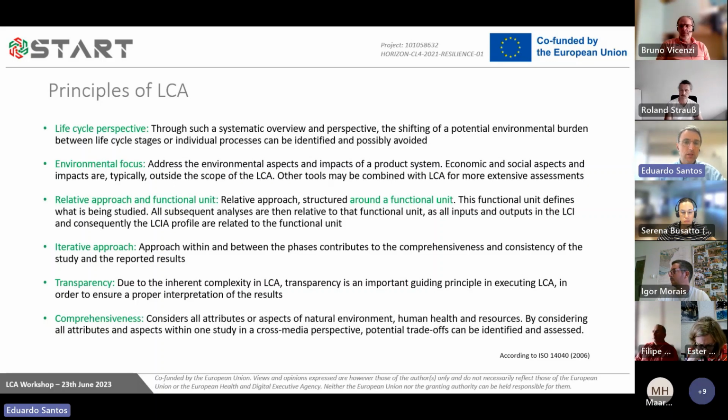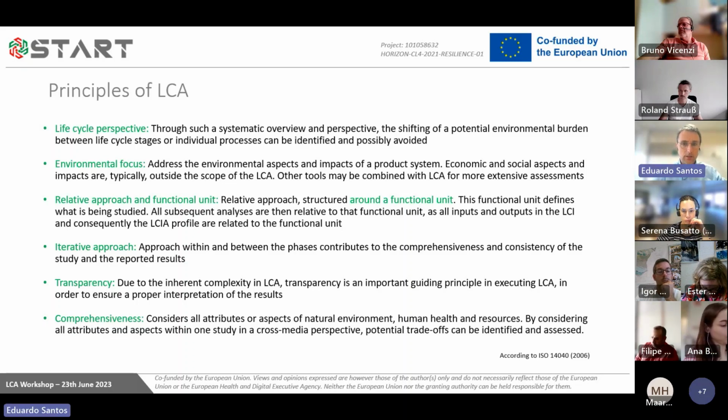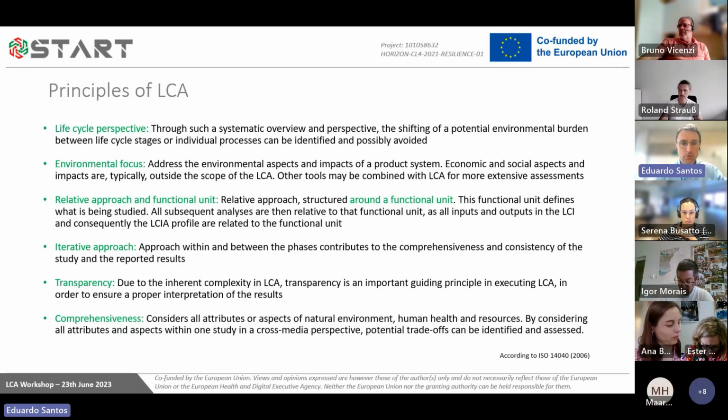So first of all, of course, the life cycle perspective. So we have to look at the life cycle in a systematic way, looking at the different stages and trying to include as much as possible all the stages of the life cycle that are relevant for the objectives of the LCA in particular. So of course we will have to address the environmental aspects and impacts of the product system. So that is our focus. We also always have to do an approach which is relative to the functional unit. So it's very important to do that initial step of defining the functional unit.